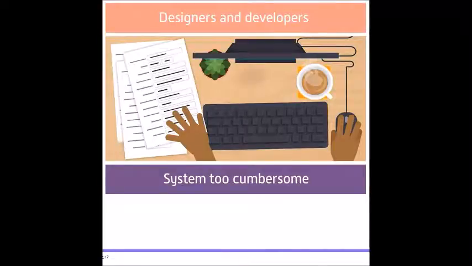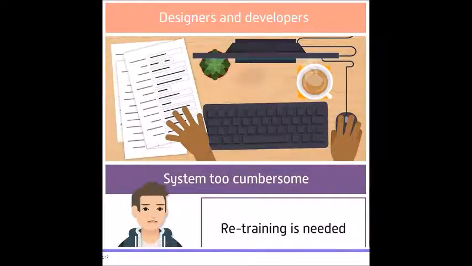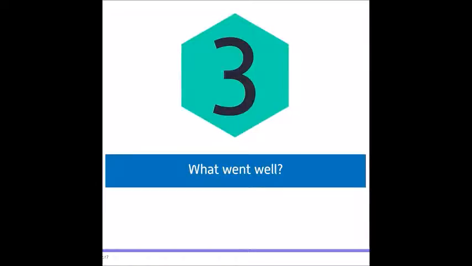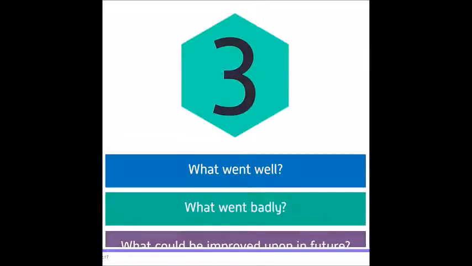As well as the end users, there are the designers and developers that put the system together. Perhaps the system used by the design staff was too cumbersome. Maybe one member of the programming team was not as efficient as the rest of the team, so some retraining is needed. Perhaps the testers would have done better if they had worked alongside the programmers rather than stepping in afterwards. In each of these cases, the same three questions apply. What went well? What went badly? What could be improved on in the future?